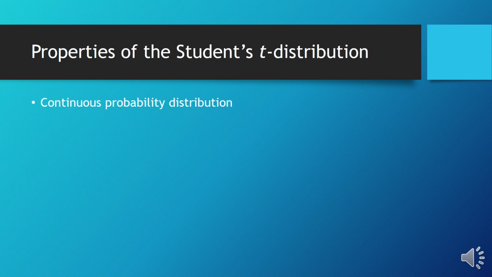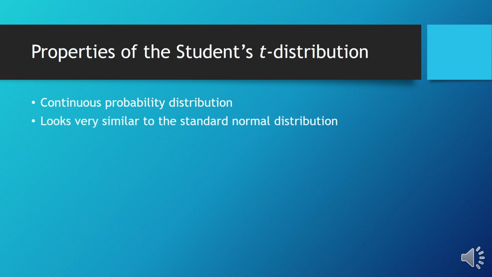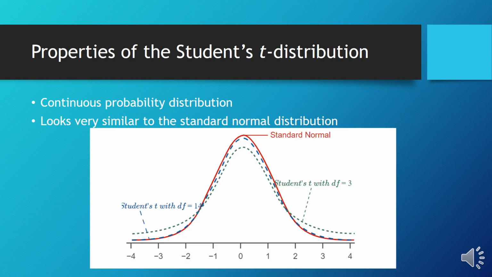Now let's talk about some properties of the student's t-distribution. First of all, it's a continuous probability distribution. We've talked about discrete probability distributions and continuous probability distributions; this one is continuous. It looks very similar to the standard normal distribution, and in fact, if you had them right on top of each other like you're going to see in this next picture, they're almost indistinguishable. The way your book describes it is that the student's t-distribution has more area in the tails, which means the tails are a little bit, they call it, fatter.